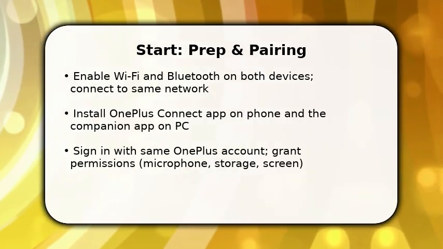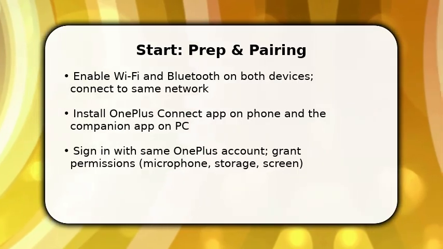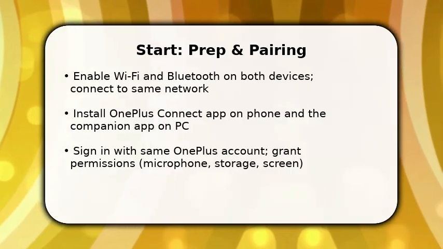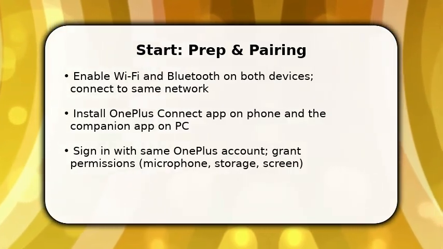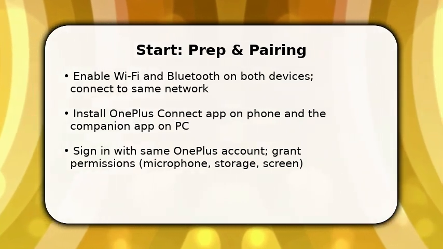Once done, grant required permissions: screen, microphone, storage, because the app needs them to mirror and transfer files. Now tap the phone's device list and choose the PC name to begin pairing. Accept the connection prompt on the computer to establish a secure link.